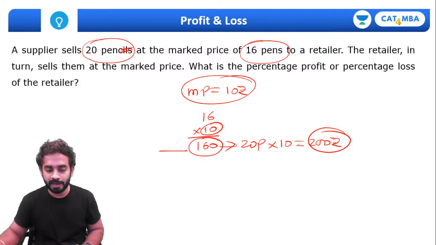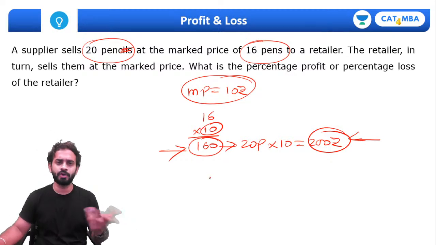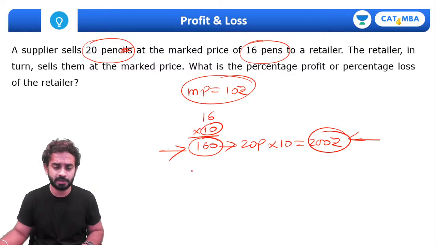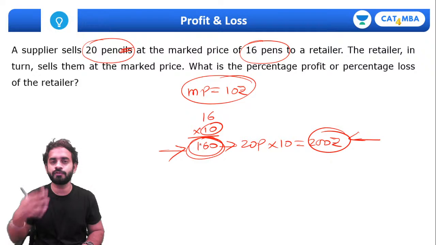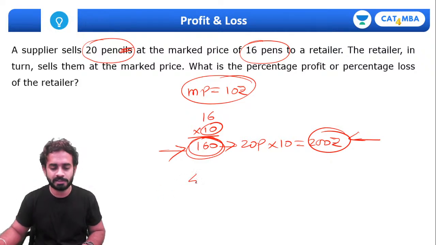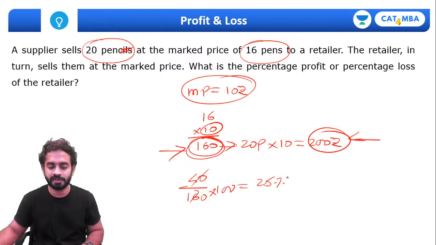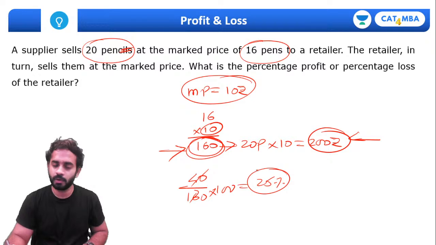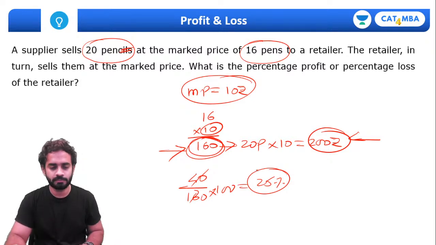Now his cost price was 160 and the selling price is 200. Then what is the profit or loss percentage? Simple calculation. On 160 there is 40 rupees profit. So I can simply write it as 40 upon 160 into 100. So this is 1/4, that is 25% profit. Okay, it's a very simple question.